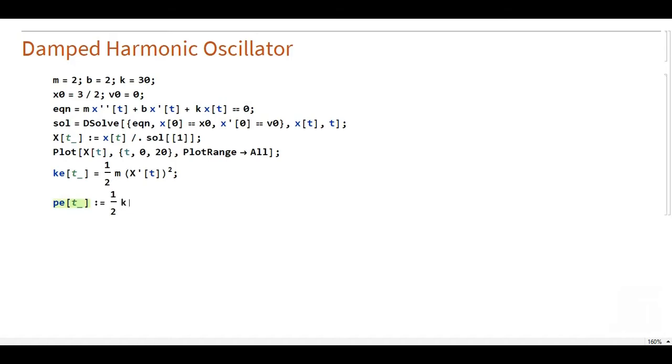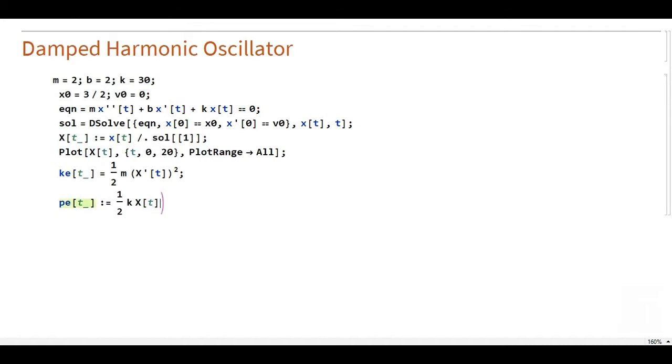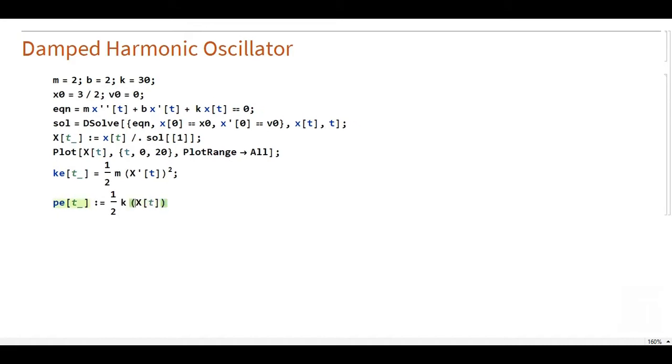There will be a k, and there will be a capital X of t, and there's a square, that is kx squared. And the total energy, let's call it just small e, will be the summation. It's also a function of time, so kinetic energy plus potential energy.